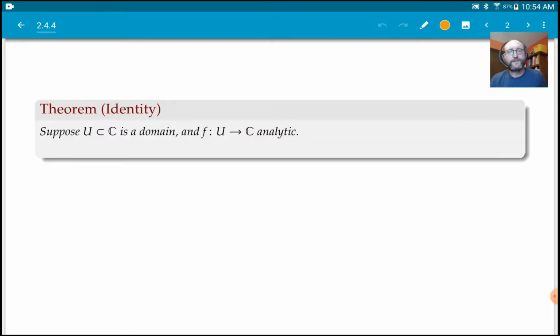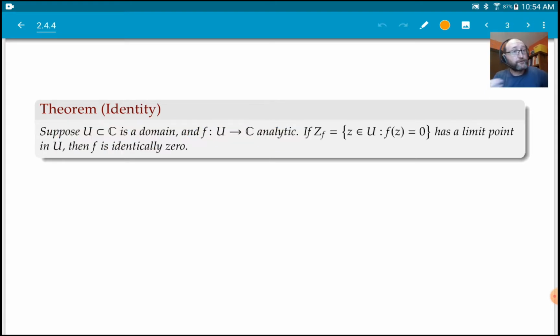All right. So, well, let's just state and prove the identity theorem. Suppose that we have a domain. Here it's important that it's a domain, that it's connected. That's an important thing. And suppose that we have an analytic function, so a function which has a power series at every point. It's equal to a power series in some neighborhood at every point, right?